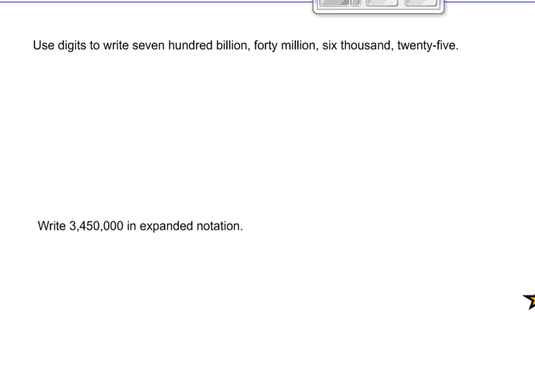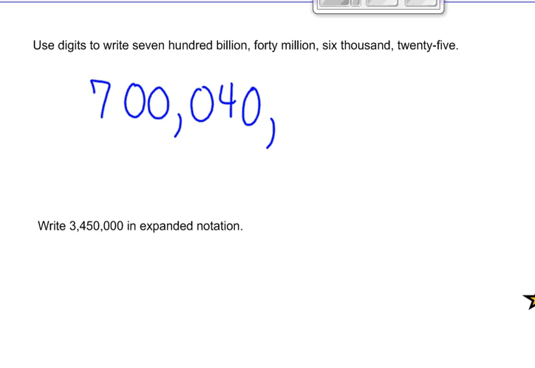Then, of course, we want to be able to go the other direction also. Right? So when we see it in words, we see 700 billion. Right? So we look at that idea, that covers our billions. Right? 40 million. 6,000. So 6,000, and then 25. Right, so we have this nice large number working our way that way.